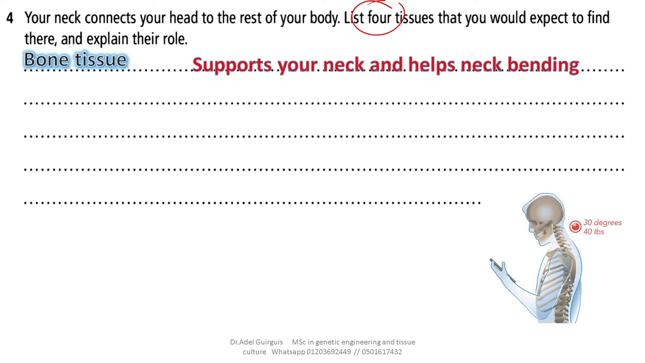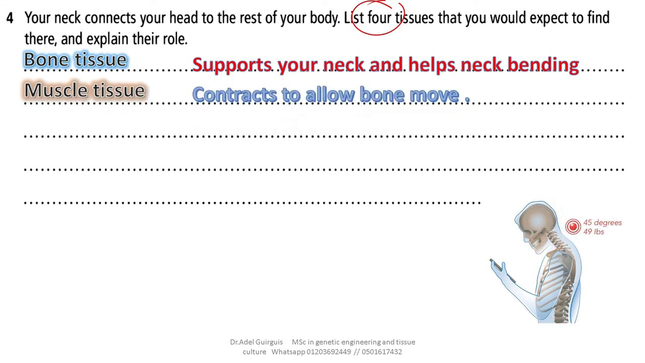Try to bend your neck now. This is done by bones, by vertebrae, by the vertebral column in your neck. Here, the bone tissue supports your neck and helps neck bending. Number 2, muscle tissue. Muscle contracts to allow bones to move. The bones on their own cannot bend or move, but by the muscles that surround these bones, by contraction of these muscles, it allows bones to bend or move.